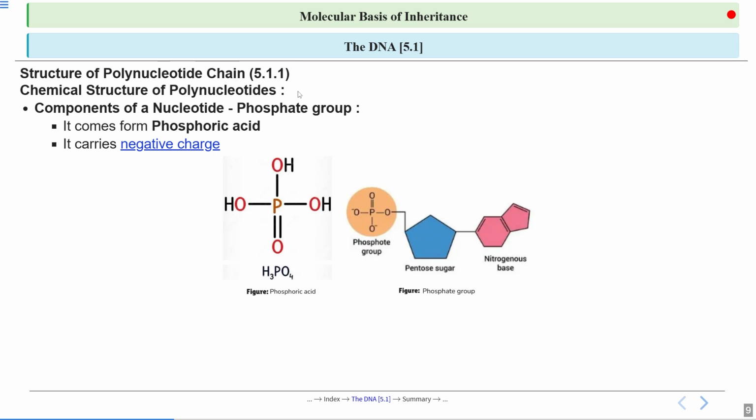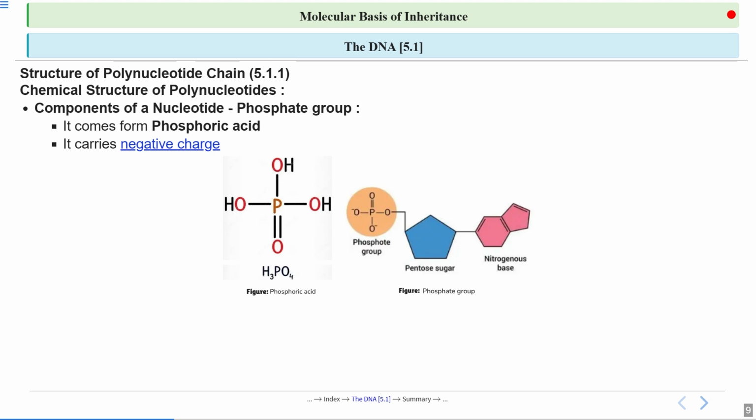So right till now what we have studied, we have studied that this nucleotide is the basic building block of nucleic acid. It has 3 components. First is the nitrogenous base, which can be purine, that is adenine and guanine, and pyrimidine, which is cytosine and thymine for DNA, and cytosine and uracil for RNA.